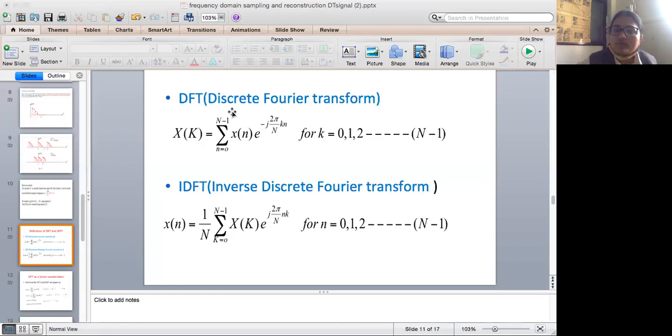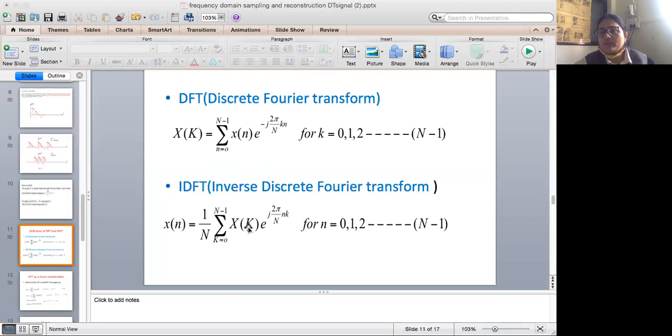So what is the formula for calculation of DFT? X of k is equal to summation n varies from 0 to N minus 1, x of n e raised to minus j 2 pi k n divided by capital N, where k varies from 0 to N minus 1. This is the basic formula which is used to convert the input time domain signal into a frequency domain signal.